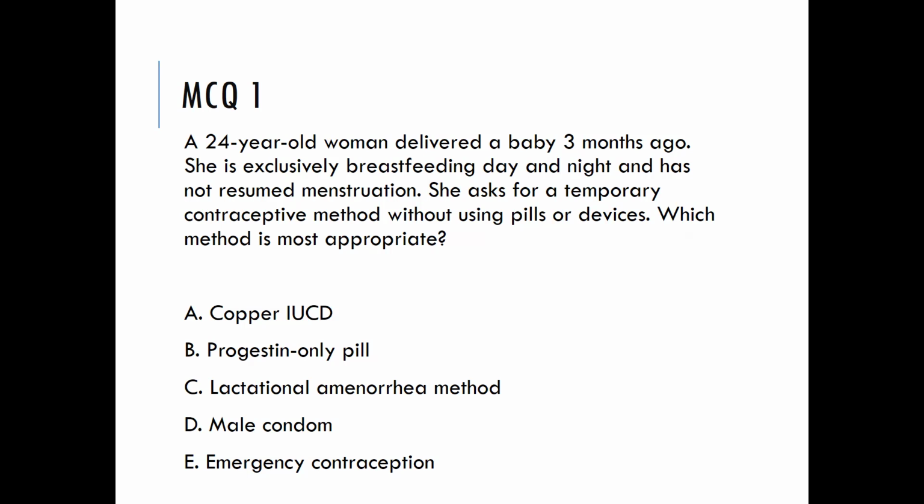Option A, copper IUCD. Option B, progestin only pill. Option C, lactational amenorrhea method. Option D, male condom. And option E, emergency contraception. C. Yes, C is the right answer. But as we know, we have to properly counsel her about the 3 criteria of lactational amenorrhea method as well.